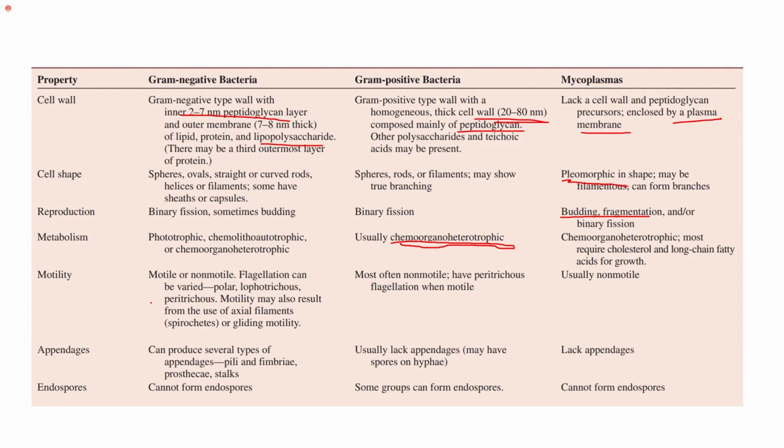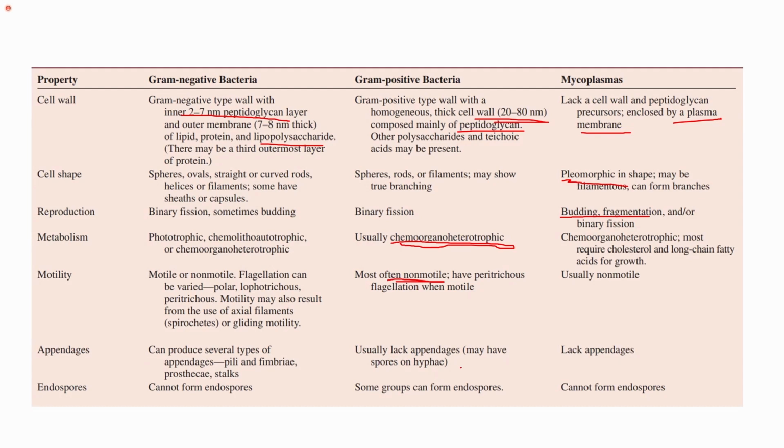So gram-negative bacteria may be motile or non-motile, while gram-positive bacteria are mostly non-motile, right? They lack flagella, or they have peritrichous flagella if they are motile. Peritrichous flagella means flagella are present around the complete cell. Gram-negative bacteria have appendages like pili, fimbriae and stalks.